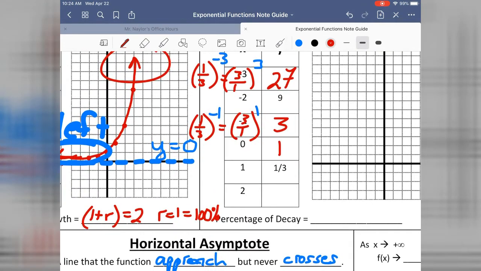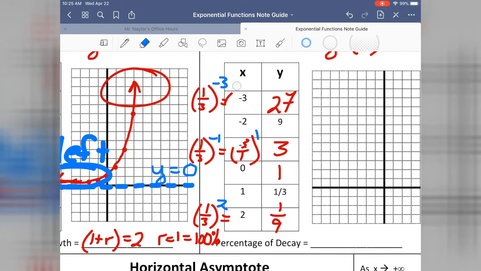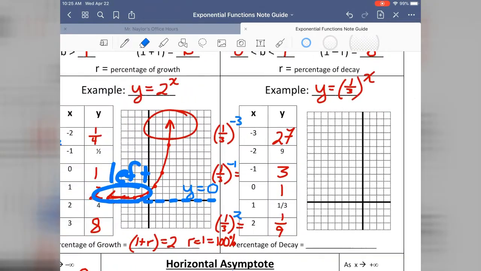And it looks like we need to plug in 2. Now, when you plug in 2, you get 1/3 to the 2. That's like 1/3 times 1/3. Well, 1/3 times 1/3 is 1/9. We have a table of values. What I'd like you to do is I'd like you to graph it. And as you graph it, you should notice a pattern that represents exponential decay.